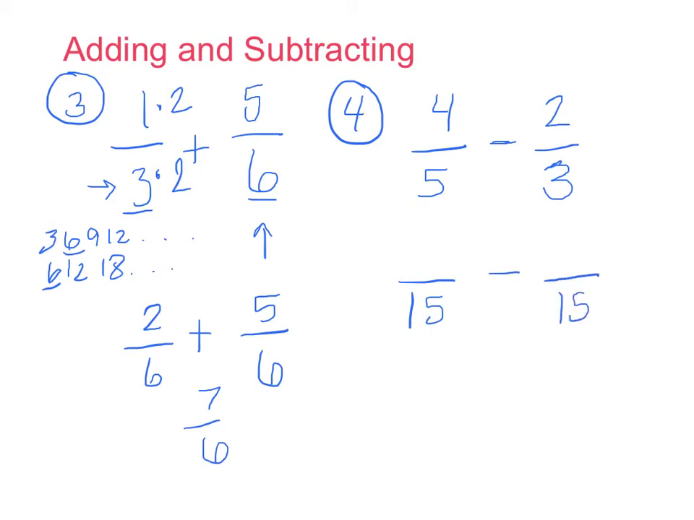Well, to get 5 to become 15, we have to times by 3, top and bottom. So 3 times 4 is 12. Over here, to get the 3 into a 15, we times by 5. Make sure you do top and bottom. So on top you have 10. So now we have 12/15 minus 10/15. If you subtract across, you get 2/15. Nothing goes into 2 and 15, so that is our answer. That is adding and subtracting fractions.